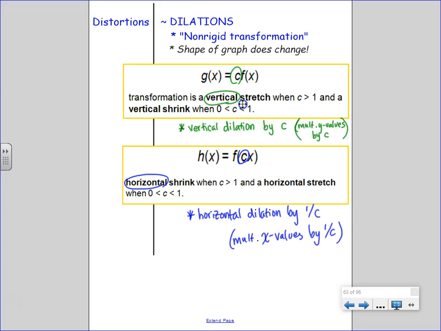Okay? So what if we were to take something like, what's one of the easiest parent functions? Like the parabola? I think so, right? Let's take x squared.